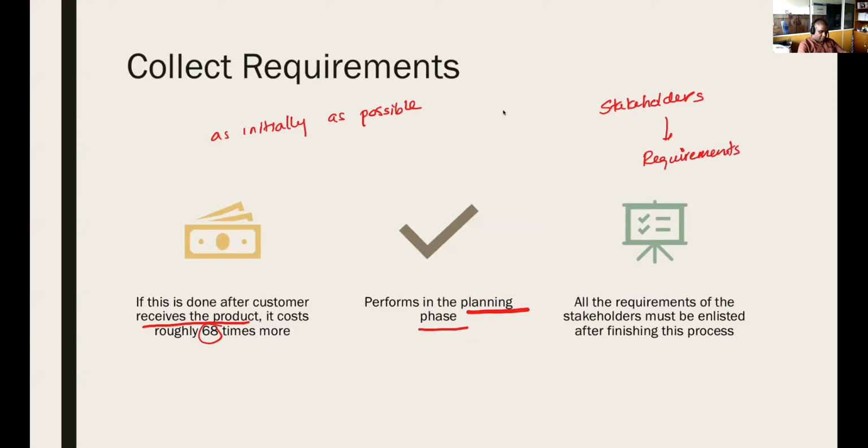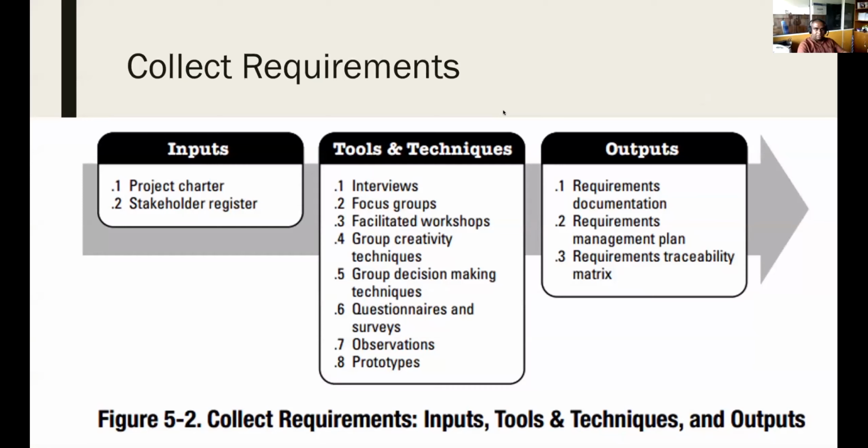So we identify requirements and put it to the scope. That's what you mean. So out of the 5 processes, here we have the first, collect requirements. The inputs are project charter, which we have discussed in defining the scope, in collecting the requirements. So you have to have the project charter.